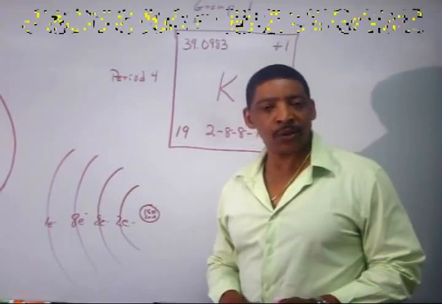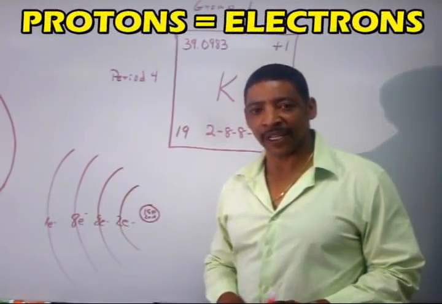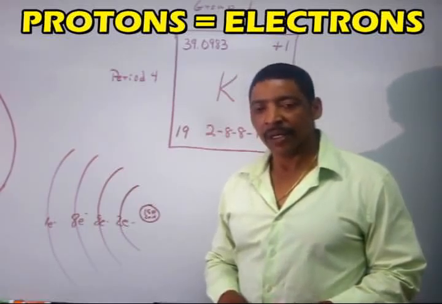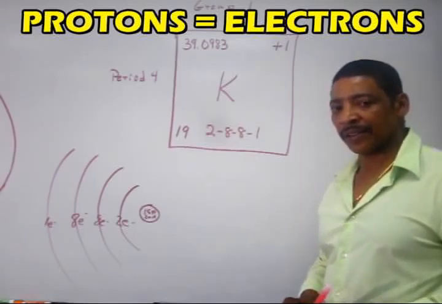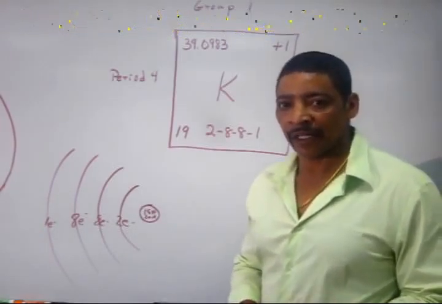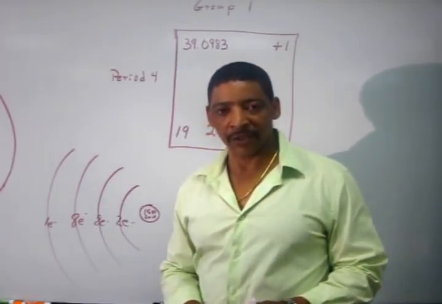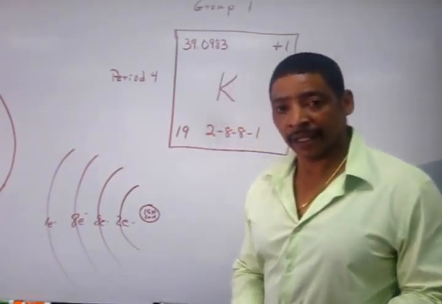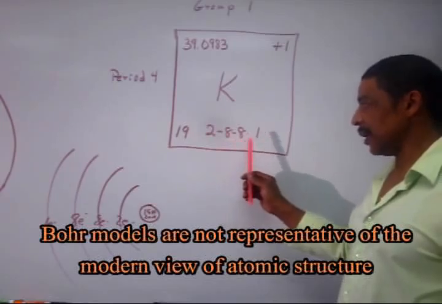For any neutral element or atom, the number of protons and number of electrons are always equal. So an atom of the element potassium contains 19 electrons. But these electrons are arranged in a specific pattern. This is known as an electron configuration. And the electron configuration for potassium is simply 2, 8, 8, 1.